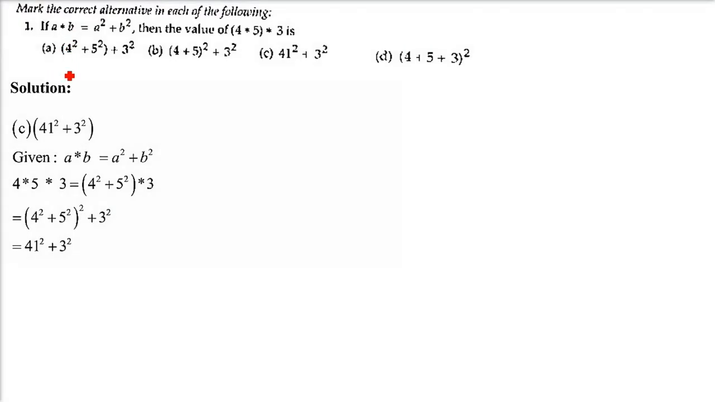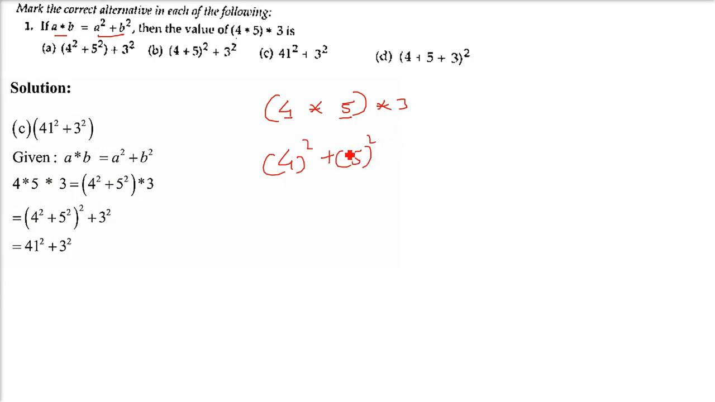The first one is, if A star B equals A squared plus B squared, then the value of 4 star 5 star 3. Now this question and the fifth question are exactly the same. So we are doing 4 star 5 star 3. So 4 star 5 is A squared plus B squared, so 4 squared plus 5 squared. In place of A you will put 4, in place of B you will put 5.